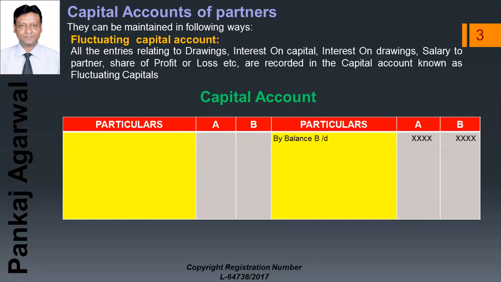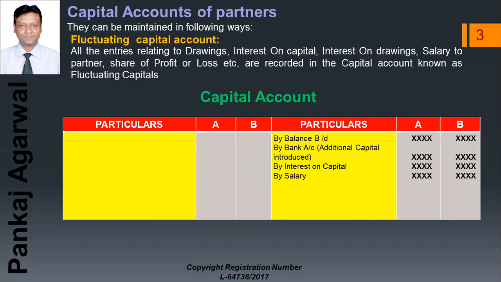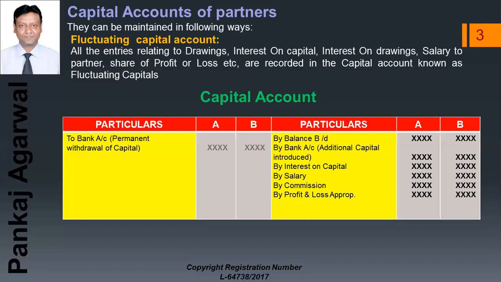So the opening balances will be written on the credit side. Now if the additional capital is introduced, it will be written on credit side. Now if interest on capital is to be allowed, it will come on credit side. Now salary will come, commission will come, profit and loss appropriation, profits will come. If there is permanent withdrawal of the capital, it will come on debit side, and to drawings will come, to interest on drawings will come on debit side. And if there is loss in profit and loss, it will come to debit side of capital account.